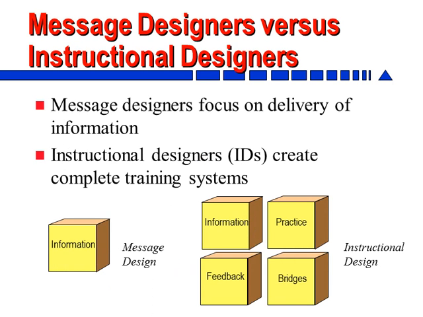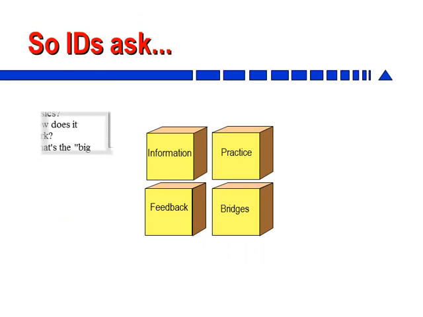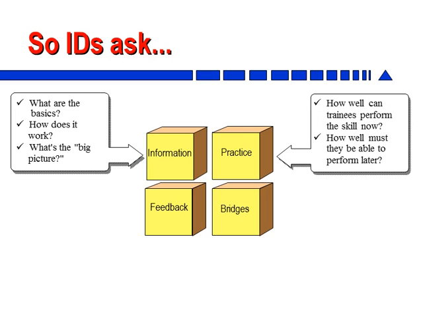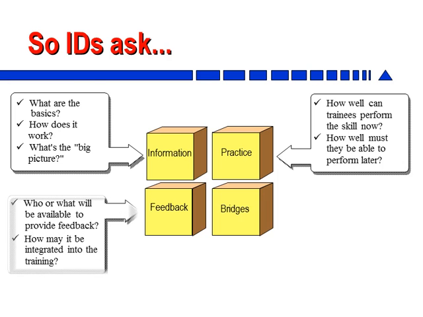So overall, a message is much simpler than an instructional design piece because the instructional designers have to deal with all of these other issues, the information, practice, and so forth. Let's look at this. IDs, in order to build a training system, have to ask these kinds of questions. What are the basics? How's this thing work? Tell me about the big picture. In order to come up with practice, they need to know how well can trainees perform a skill now and how well do they have to be able to perform it later.